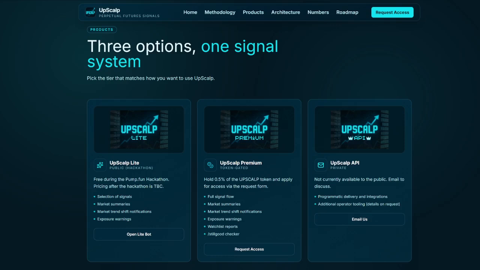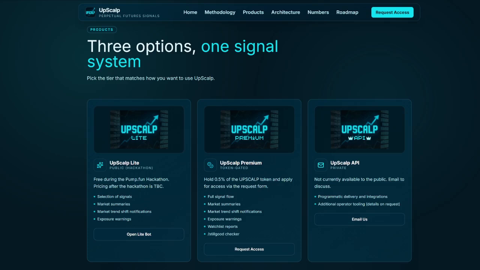And the second thing that I added after that was a second module today, which is constantly running in the backend, and it makes sure that people hold the UpScalp. So if you sell below 0.5% or 5 million tokens, this process will automatically remove your access, unfortunately. So it's a really good idea to keep that 5 million. This is available, so those two are available.